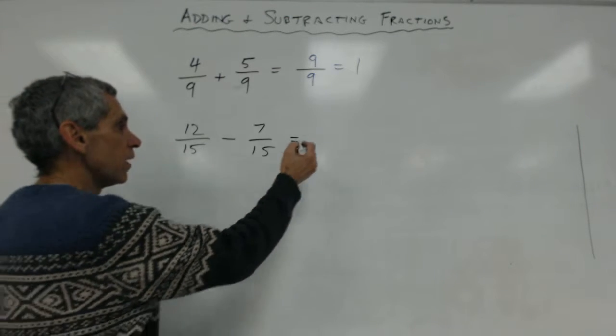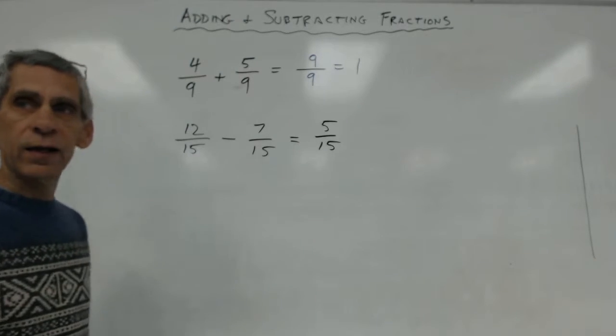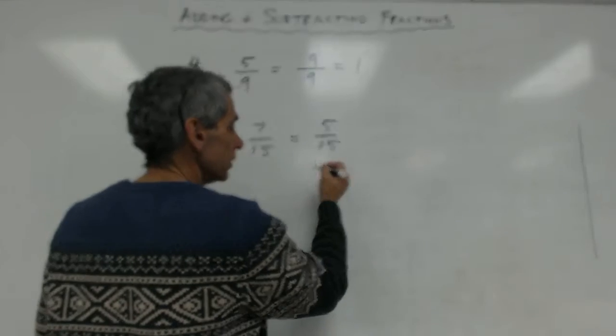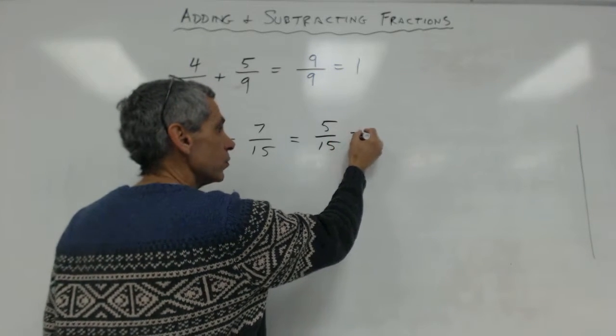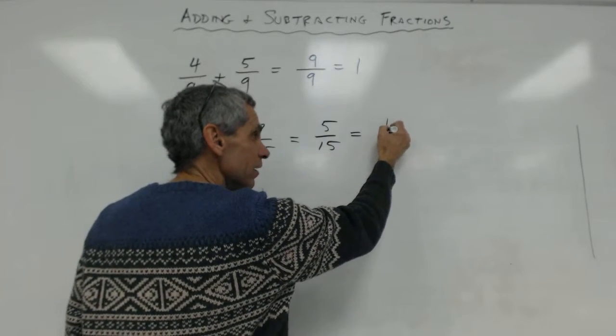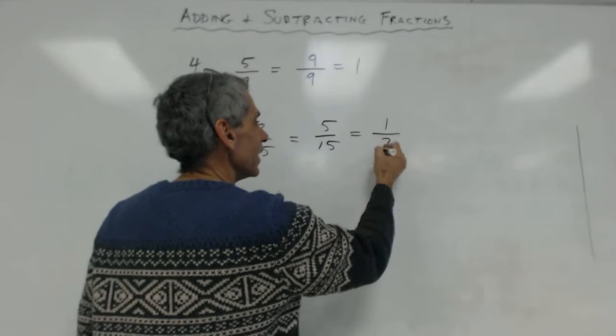5 over 15, and I'm done, right? No, you have to simplify. Okay, 1/3. So is he right? 5 divided by 5? Are you trying to tell me 5 divided by 5 is 1? Yes. And 15 divided by 5 is 3? No way! Oh my God, you're right.